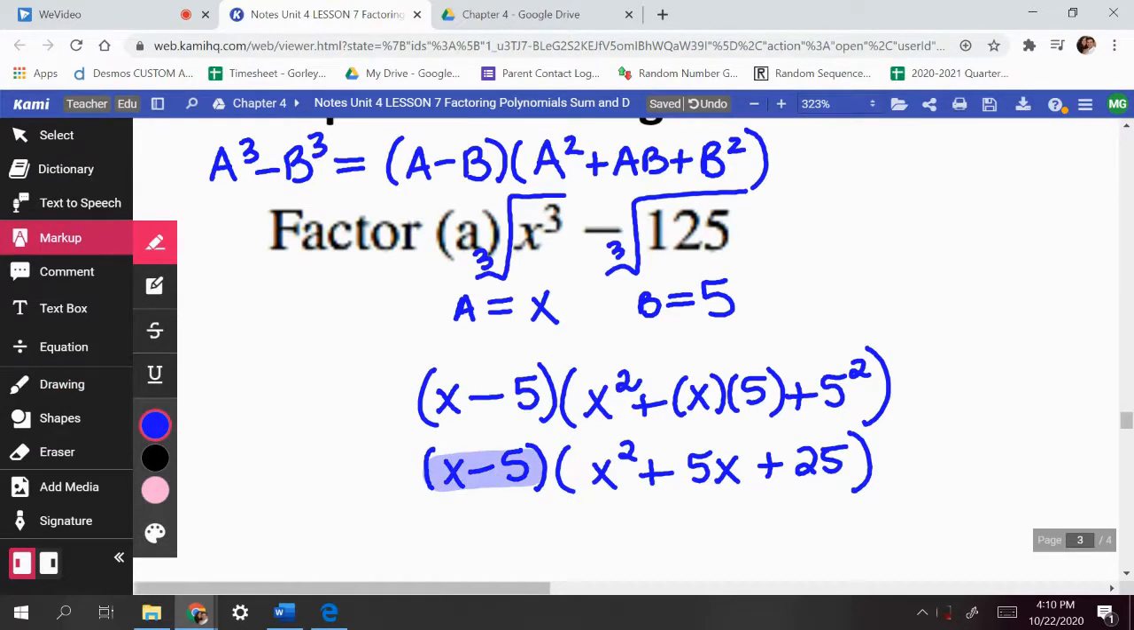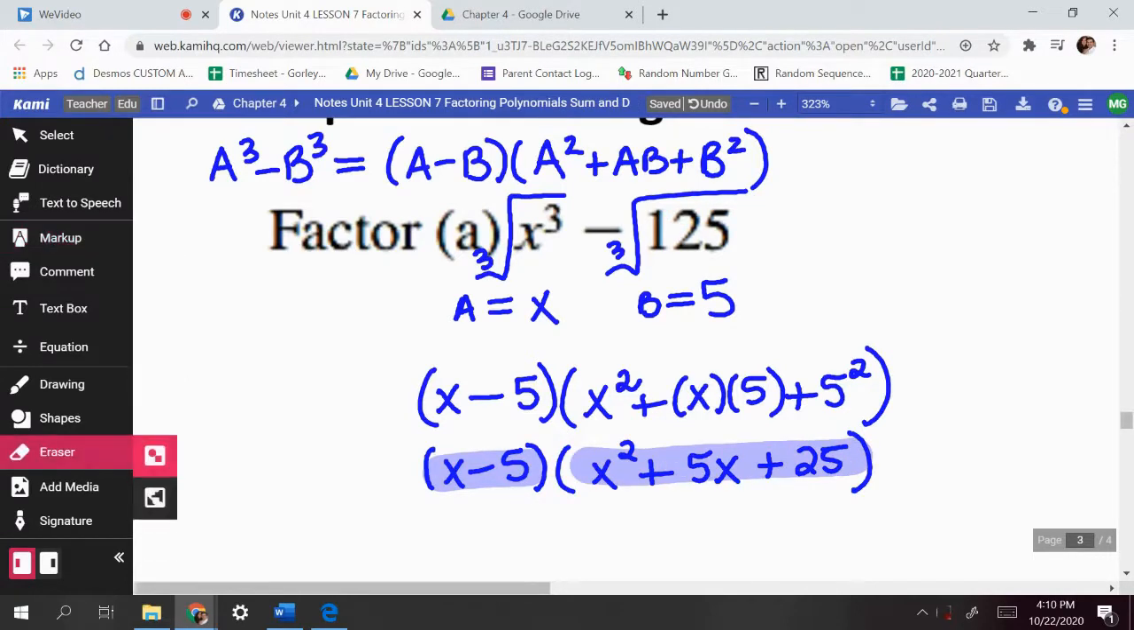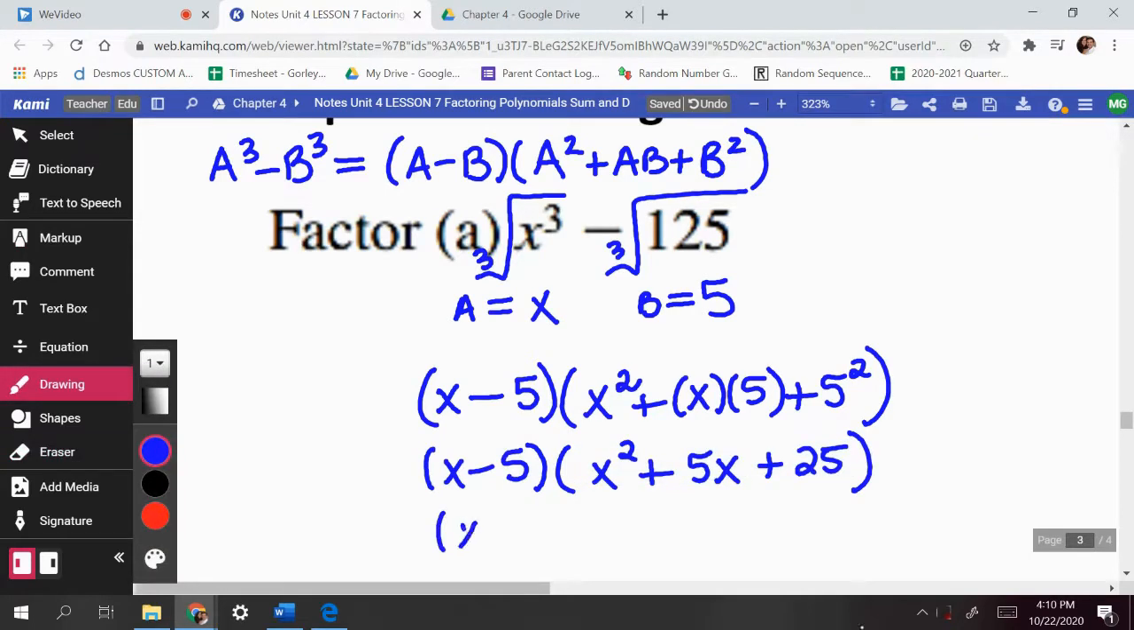Can I factor x minus 5 more? No. Can I factor this trinomial more? Well, I don't know. Let's see. I'm going to do x minus 5, and we're going to see if we can factor this guy more. X times x is x squared. What times what is 25? Either 1 and 25 or 5 times 5.